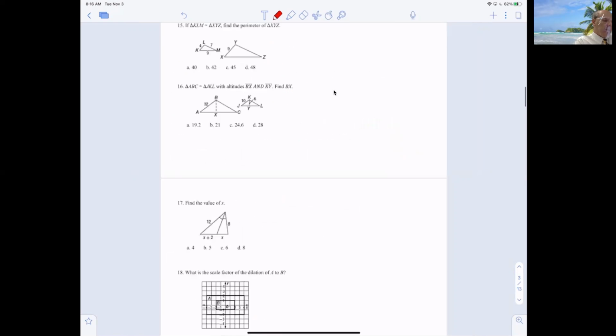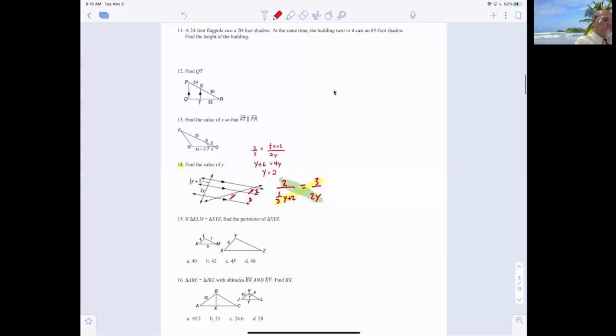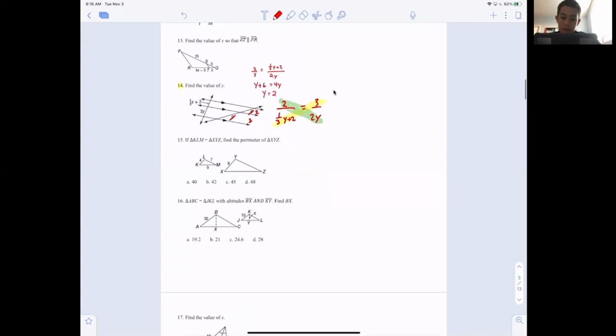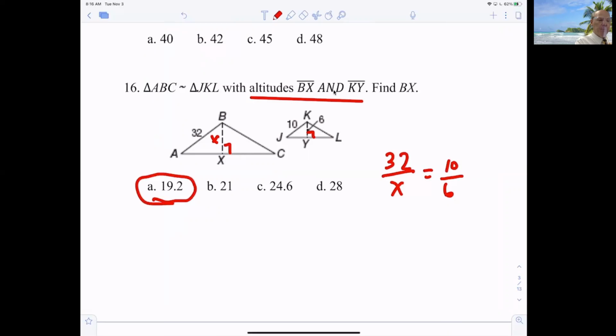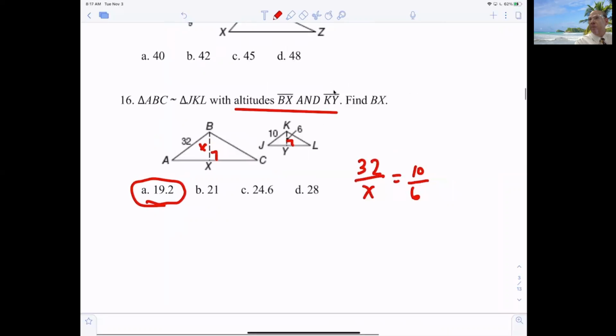All right, so now I'm back. Anything 11 through 16? Number 16, please. Yes, here we go. Now they're telling you that this is an altitude. All right, now personally, I think they should have put a mark there like that. And then we just know that the altitudes are proportional, right? So we can call this x. So we can say 32 over x equals 10 over 6. I got A. Does that help you?